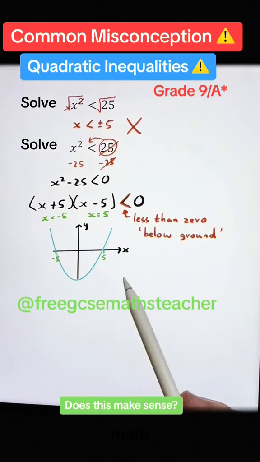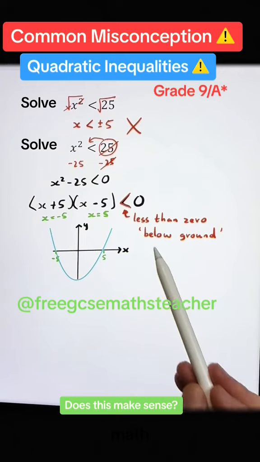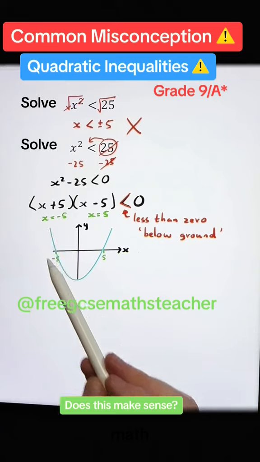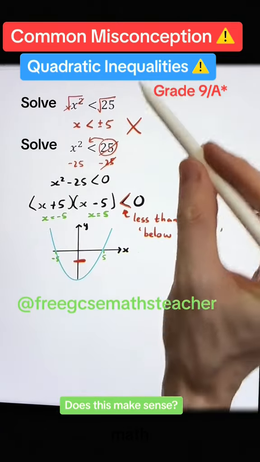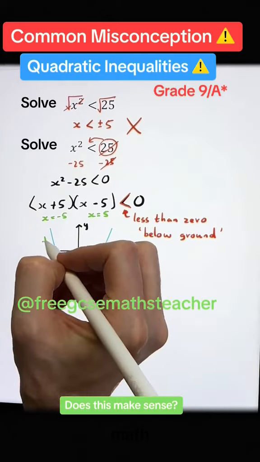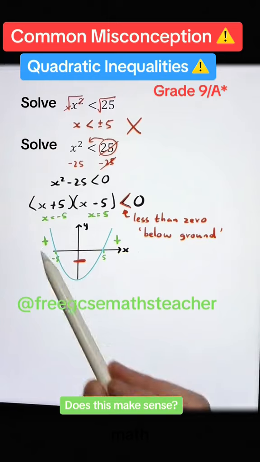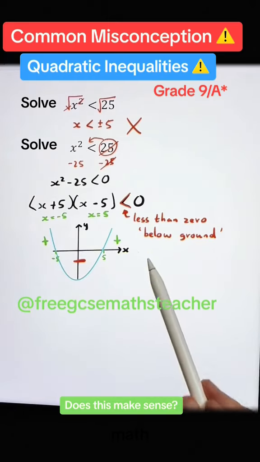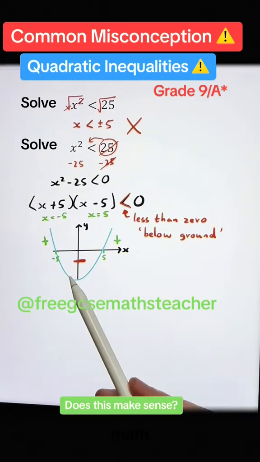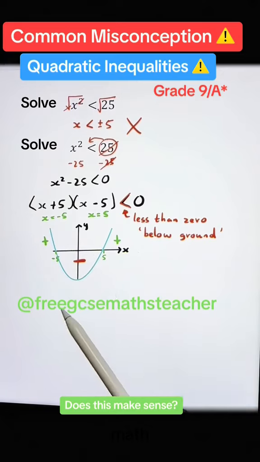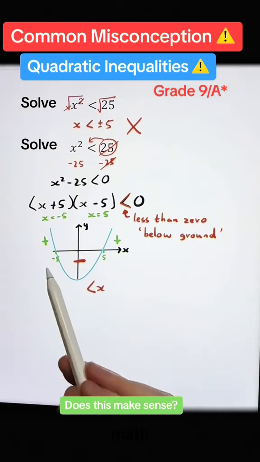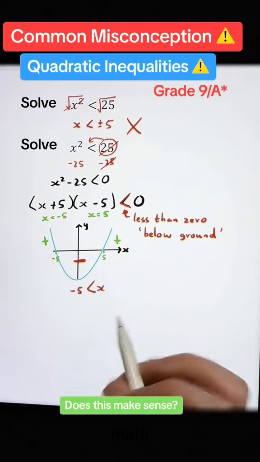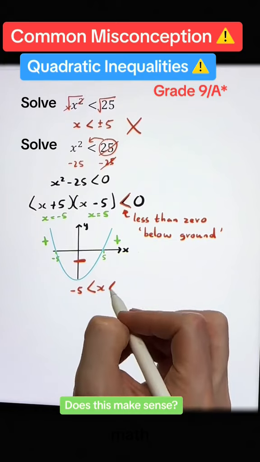As I'm asked to solve the quadratic inequality, where it's less than 0, i.e. below ground, well, I can see my graph is below ground for this region here, and I can see it's above ground for this region to the left, and this region off to the right. As my quadratic is less than 0, i.e. below ground for one region, therefore I write that as a single inequality. So in the middle will come x, so x is greater than negative 5, and x is less than positive 5.